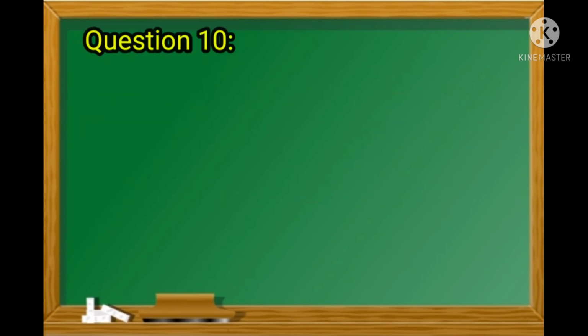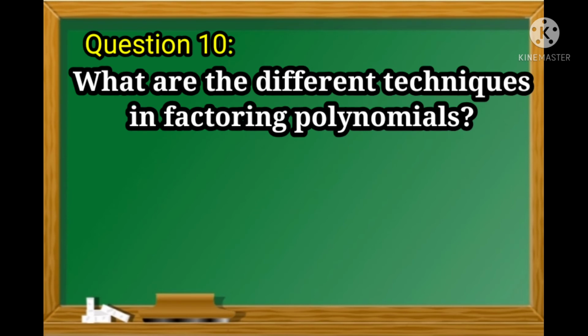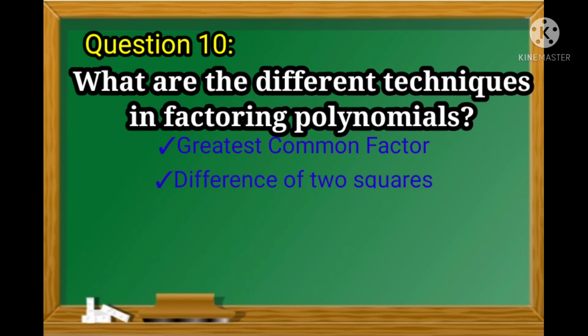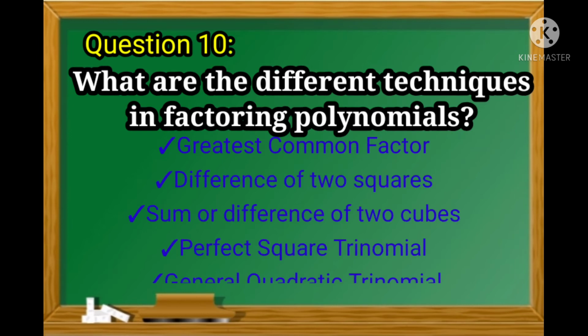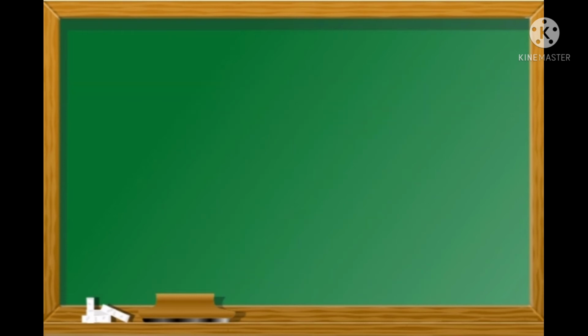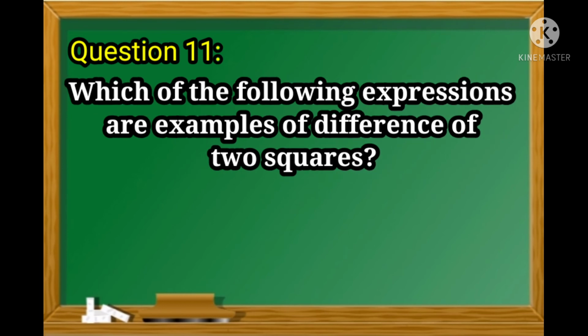Question number 10. What are the different techniques in factoring polynomials? These are greatest common monomial factor, difference of two squares, sum or difference of two cubes, perfect square trinomial and general quadratic trinomial. Question number 11. Which of the following expressions are examples of difference of two squares?